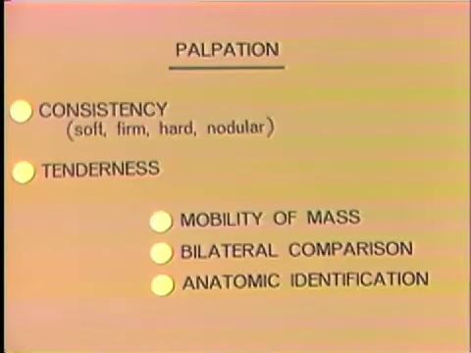If we find a mass, it's important to determine whether it is mobile or whether it is fixed to the surrounding tissue. Again, we have the opportunity for the bilateral comparison of parts, since most parts are duplicated bilaterally. And of course, during the palpation procedure, we want to be able to identify anatomic landmarks that are invisible by this method.